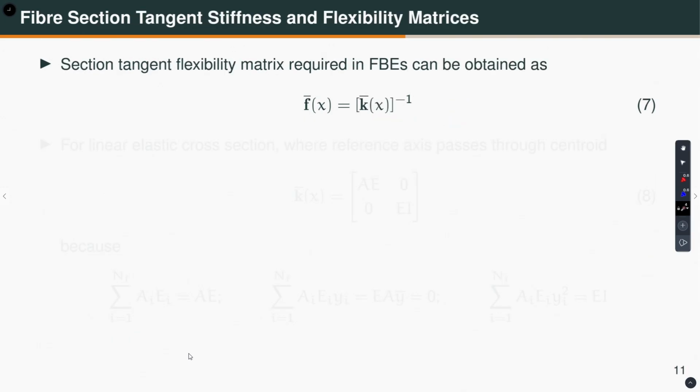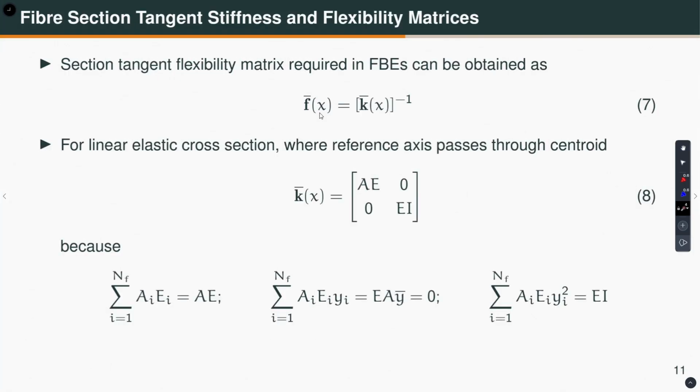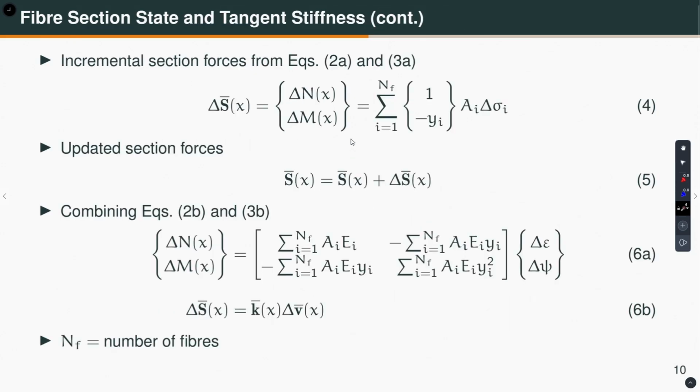Okay. So, in the force based or flexibility based approach, we need the section flexibility matrix. The section tangent stiffness matrix can be inverted to get the section flexibility matrix. For linear elastic cross section, as you remember, k bar x for elastic is AE 0 0 EI. Do I get this from the previous slide? Let us take a look.